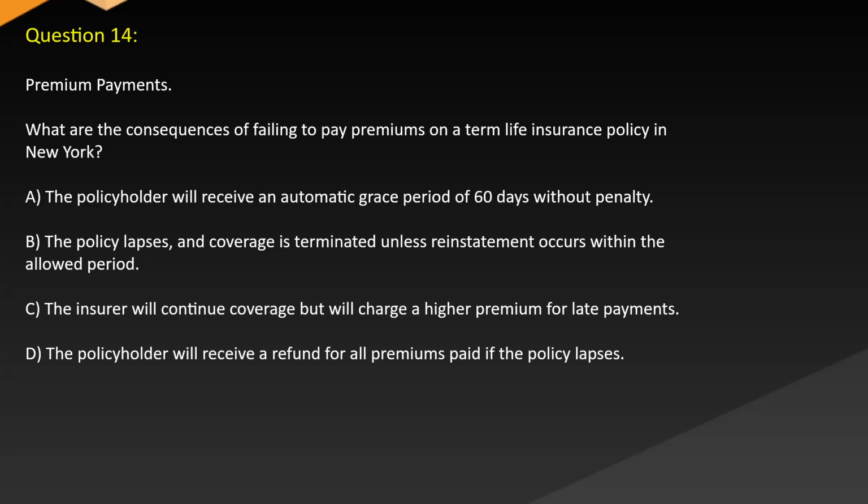Question 14. Premium payments. What are the consequences of failing to pay premiums on a term life insurance policy in New York? A. The policyholder will receive an automatic grace period of 60 days without penalty. B. The policy lapses and coverage is terminated unless reinstatement occurs within the allowed period. C. The insurer will continue coverage but will charge a higher premium for late payments. D. The policyholder will receive a refund for all premiums paid if the policy lapses.